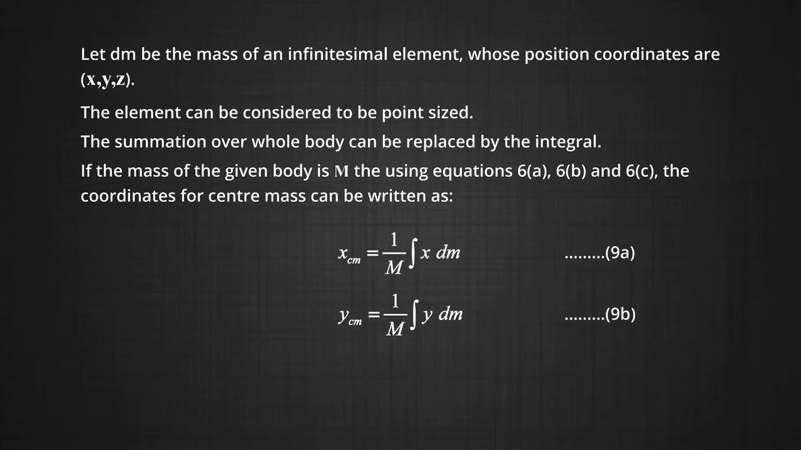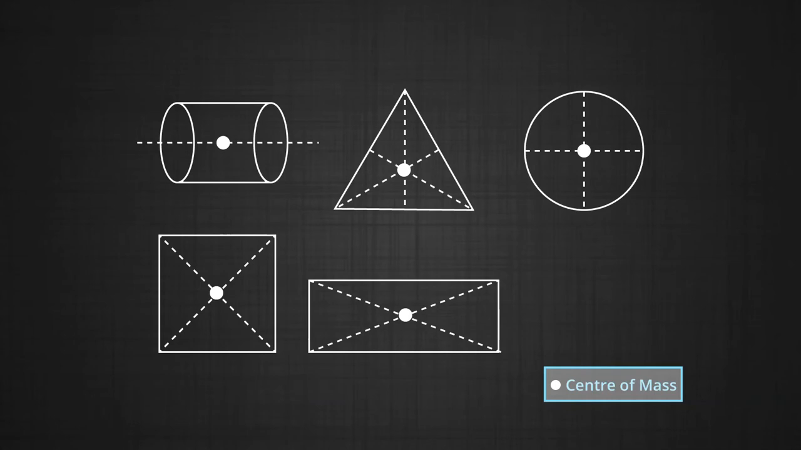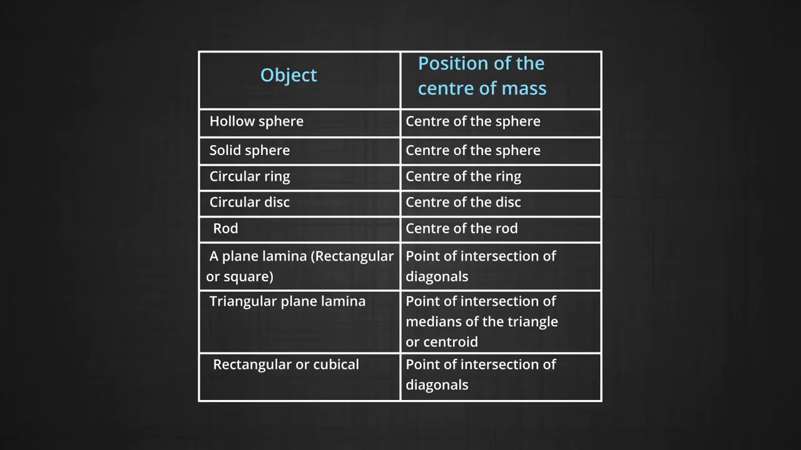Similarly, we can write the y coordinate of the center of mass as 1 upon M, which is the mass of the body, integral y dm. And the z coordinate of the center of mass similarly can be written as 1 upon capital M, integral z dm. Often we have to calculate the center of mass of homogeneous bodies of regular shapes like rings, discs, spheres, rods. By using symmetry consideration, we can easily show that the center of mass of these bodies lies at their geometric centers. For example, for a ring, the position of center of mass is at its geometrical center.